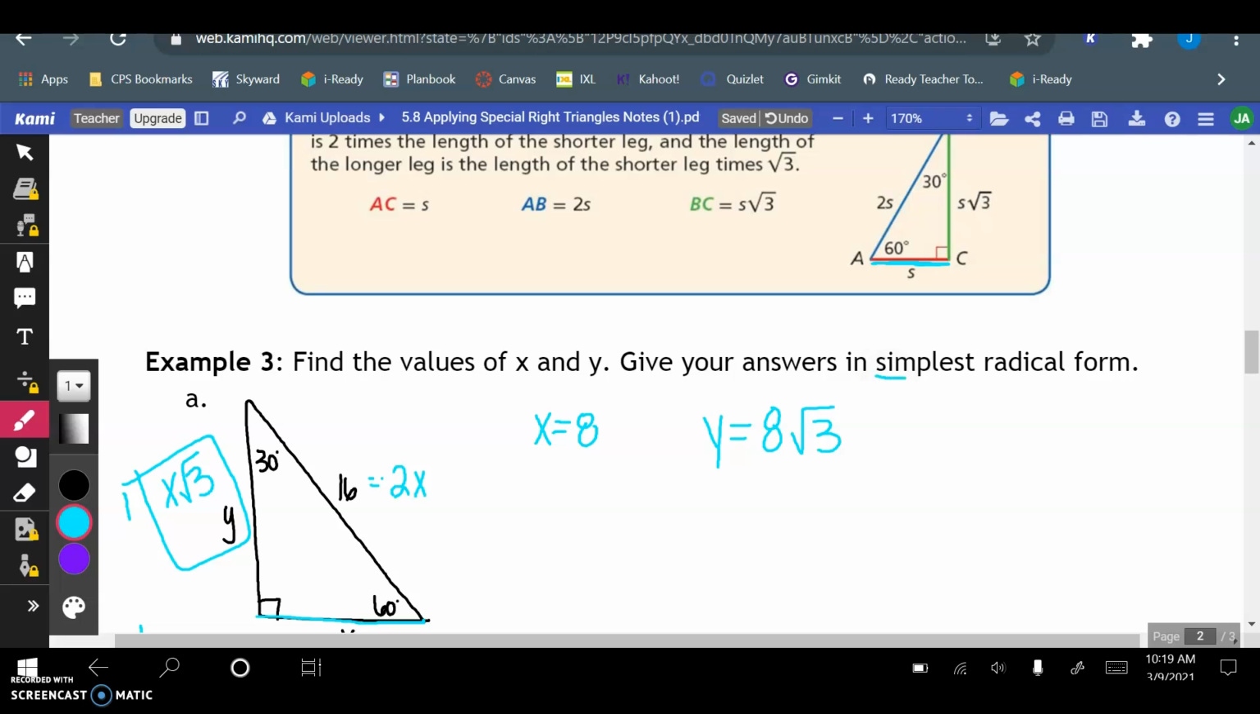And the directions say to give your answer in simplest radical form. So we're not going to use a calculator. So we figured out that x was 8 and y was 8 square root of 3.